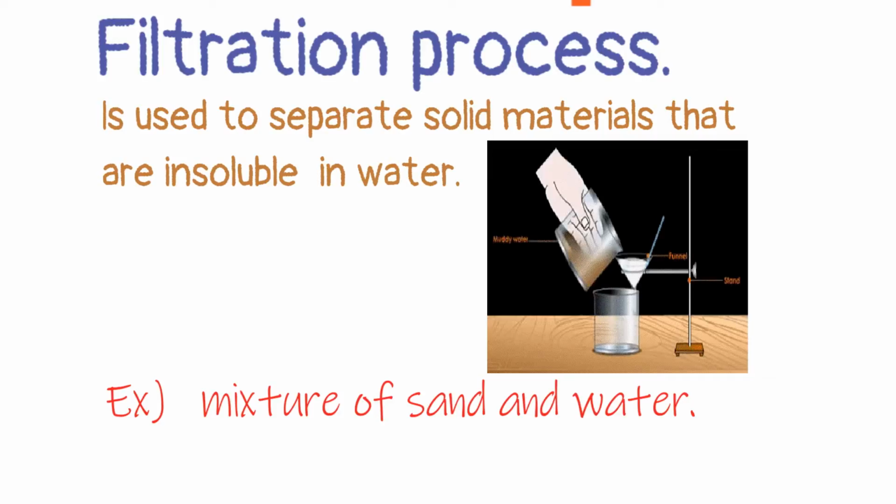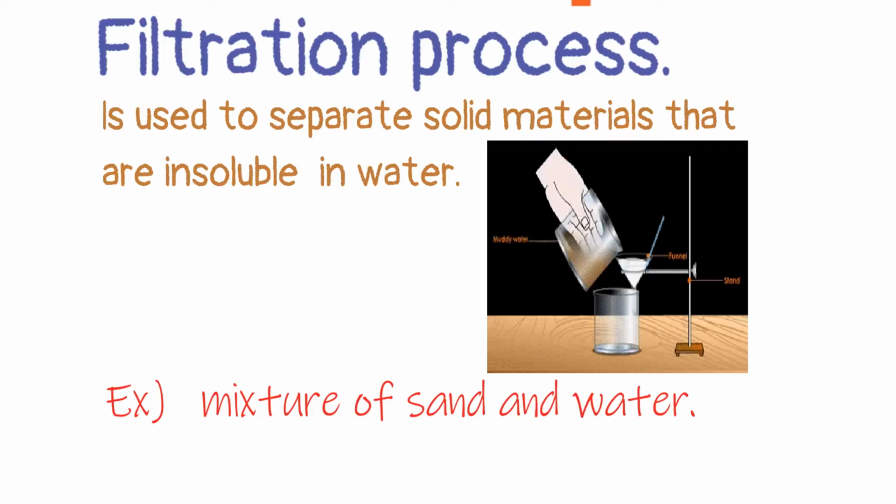So what happens in the filtration process? In the filtration process, we use a filter paper, and it has tiny holes that don't allow the materials that don't dissolve in water through it. So it keeps them above the filtration paper, and the water can easily pass through this filtration paper and is collected in the beaker below. This is the filtration process.